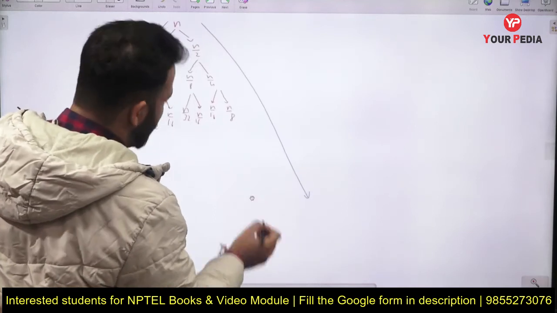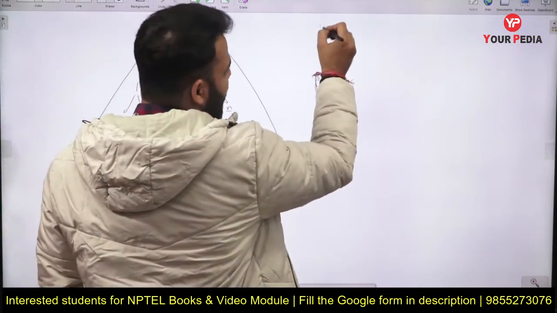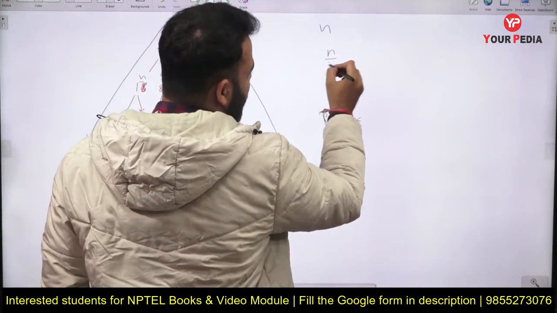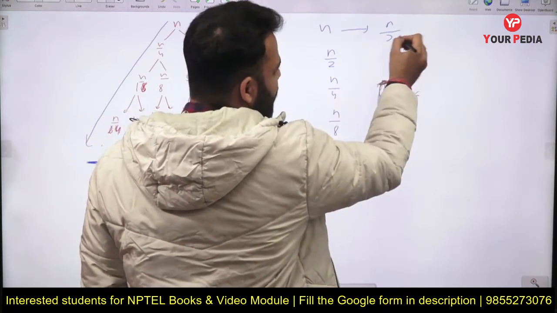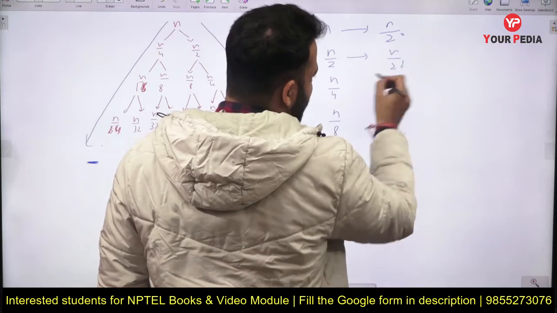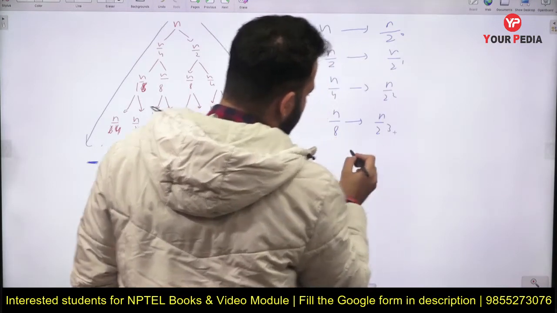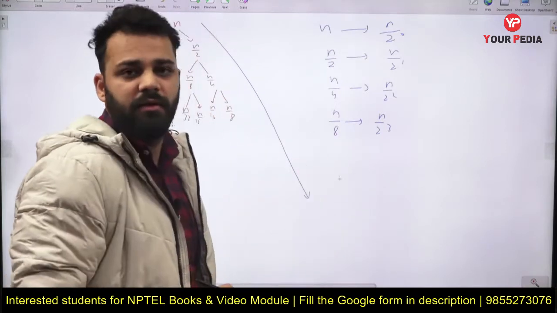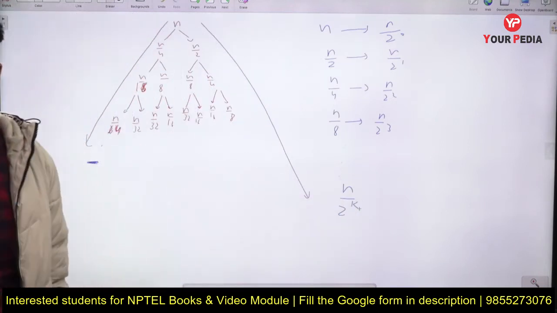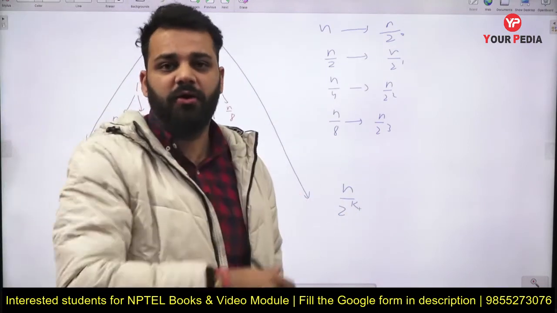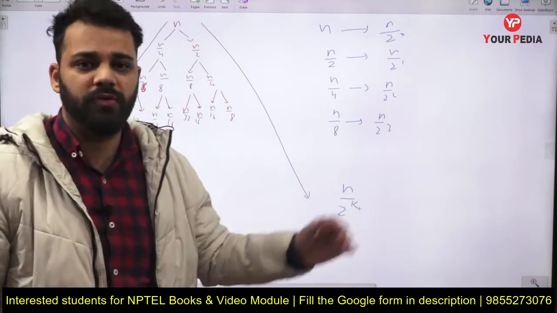So let's try to find out. If we take this side, what will be the number of levels? At first level we have n, at second level we have n by 2, n by 4, n by 8, and you can write it as n by 2 raised to power 0, n by 2 raised to power 1, n by 2 raised to power 2, n by 2 raised to power 3, and when you move down the line, you will reach n by 2 raised to power k. The levels will stop when n by 2 raised to power k will be equal to 1.